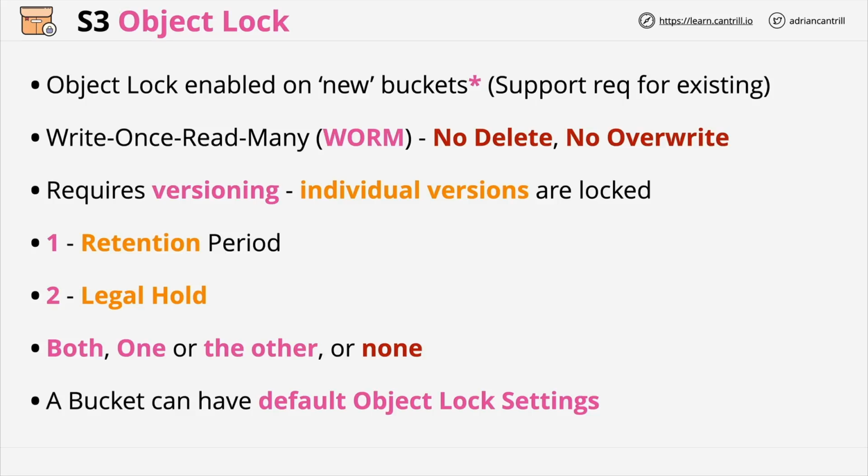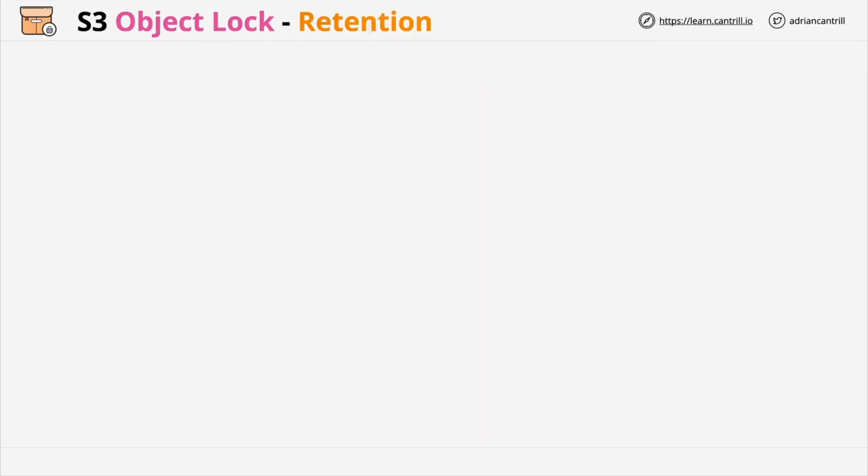Now this is just the feature at a high level. Next, I want to quickly step through the key points of the different retention methods, so retention period and legal hold, and we're going to start with retention period. With the retention period style of object locking, when you create the object lock, you specify a retention period in days and/or years. 1 year means the retention period will end 1 year from when it's applied.